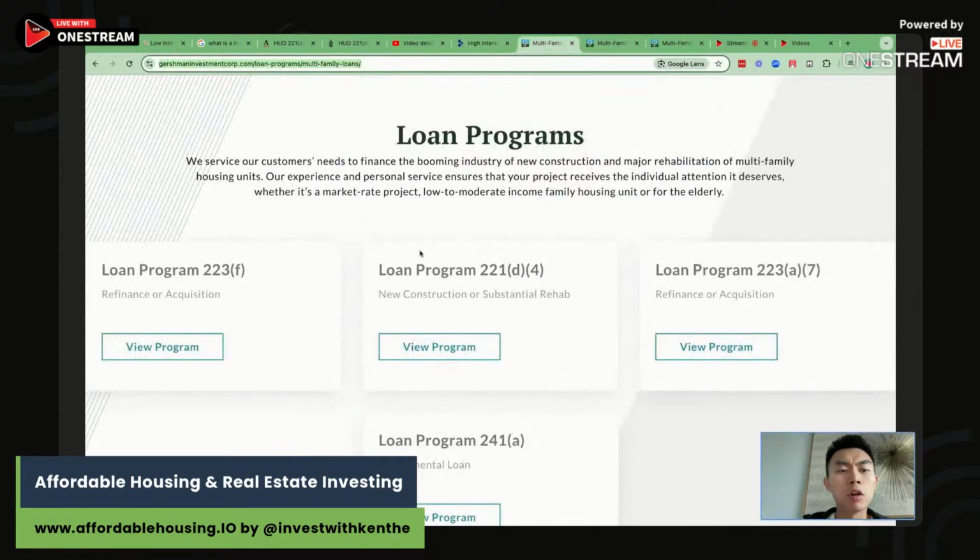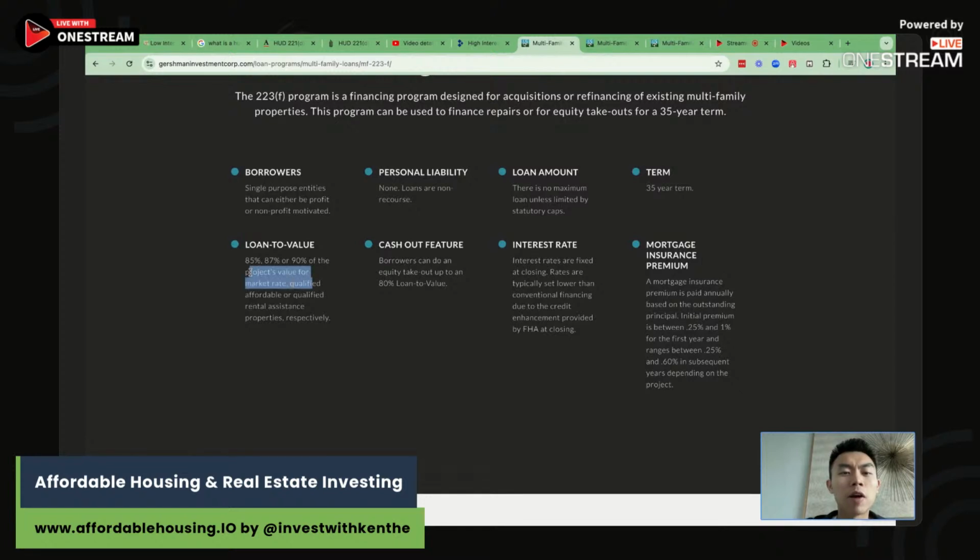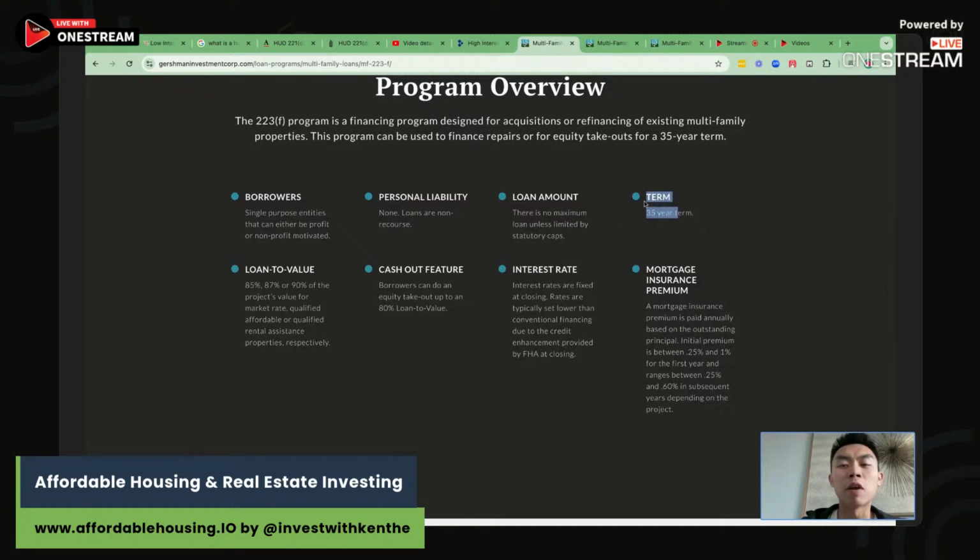You can also refinance into a HUD 223(f) loan, because those programs go up to about 85 to 90% of the value. So in the past, you could see other people get a traditional construction loan, pay 2 years, 3 years interest only, get the project stabilized by year 3, year 4, and then refinance into a HUD loan for a 35-year amortization.